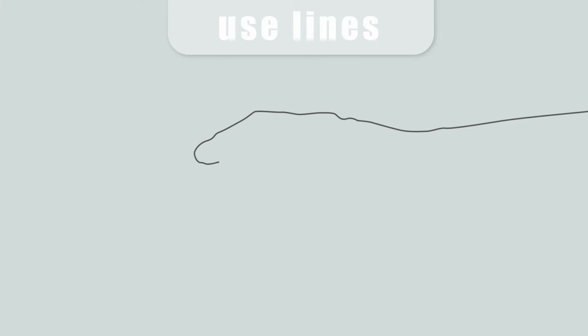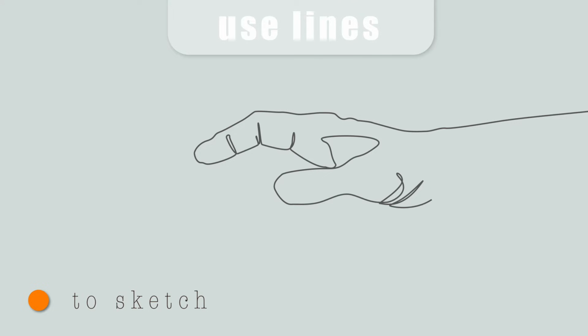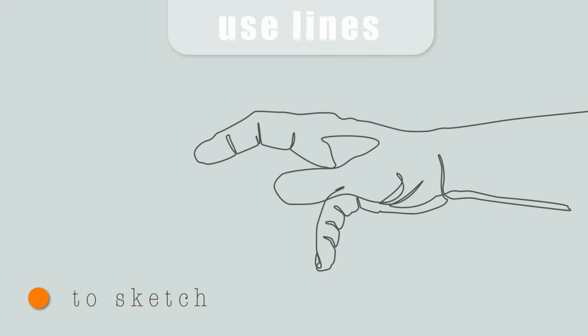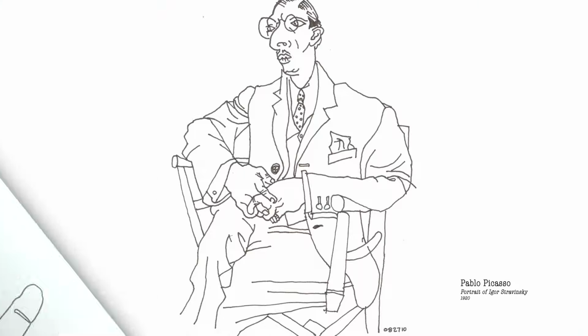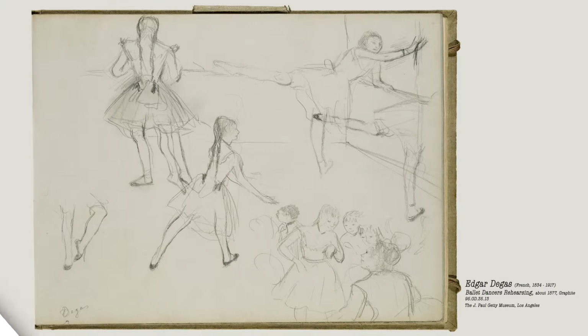We use line in all art creations at some point or in some degree. Here are just a few examples. Line is used for sketching, gesture, and contour drawing. You can create an image with just one line or make it complex and detailed. Line can be used as the only element in an artwork. Here are some examples: a line drawing by Pablo Picasso and sketches by Edgar Degas.